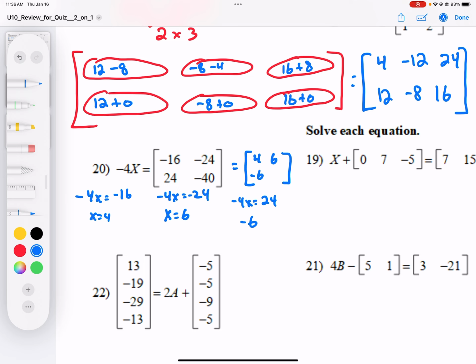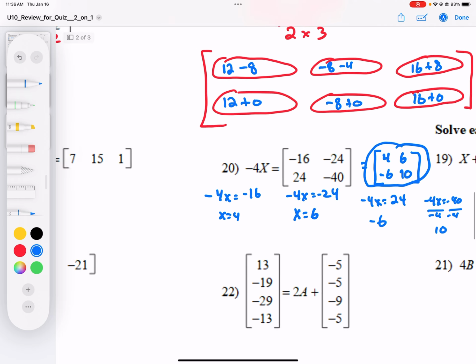I think I skipped 19. We'll go back to 19. And then the last one, -4x equals -40. Divide by -4. You get 10. I don't know why I did that with that one. There's your solution for that one. Okay. Now let's go back to 19.